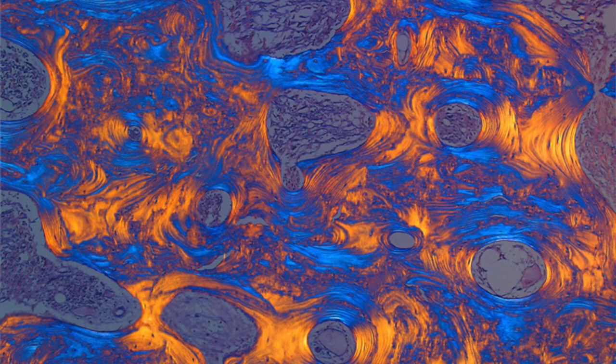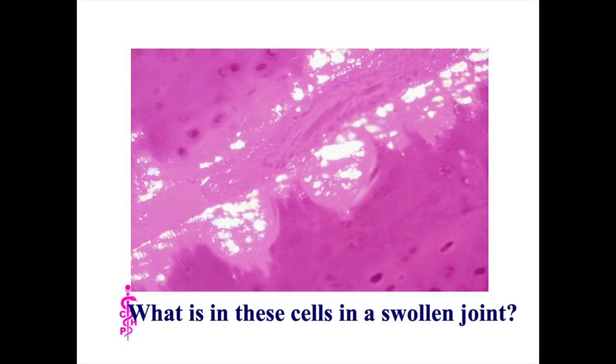If we view the bone under polarizing light, it not only looks extremely beautiful, but you can see that the lamellar pattern of the bone is disorganized, so although it's thick, it's paradoxically less strong and prone to fracture. What are these cells viewed by polarizing microscopy in an inflamed joint?